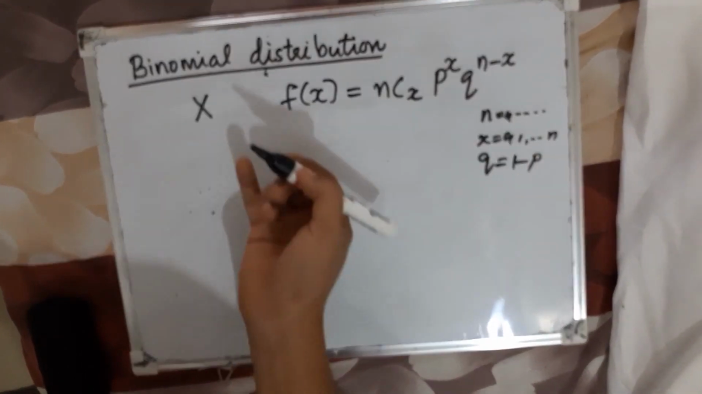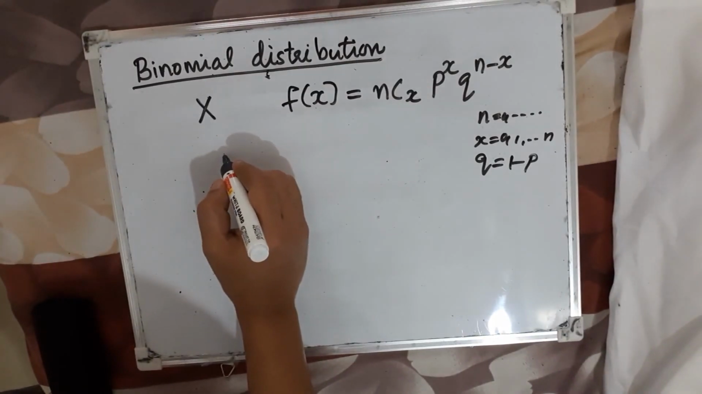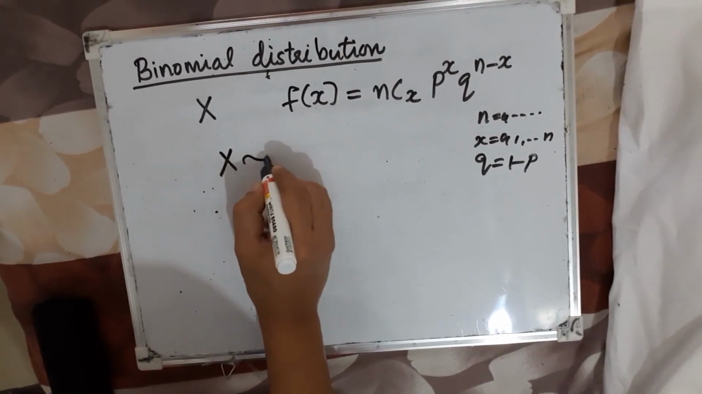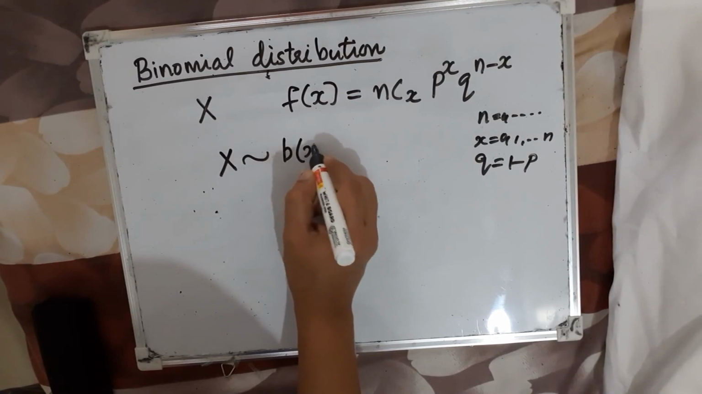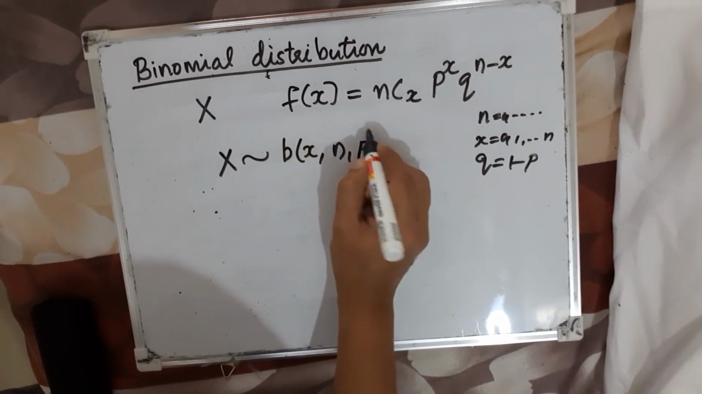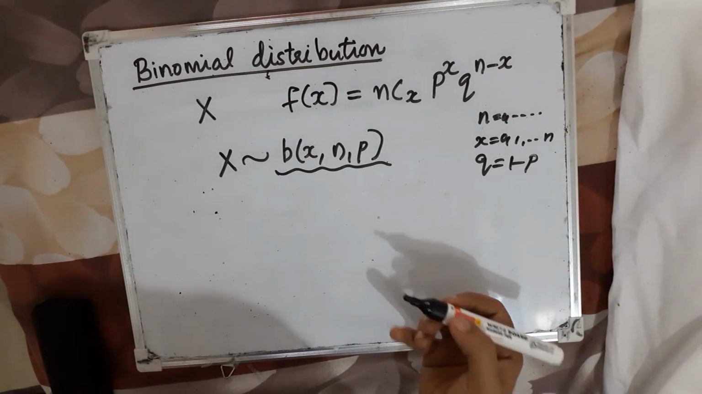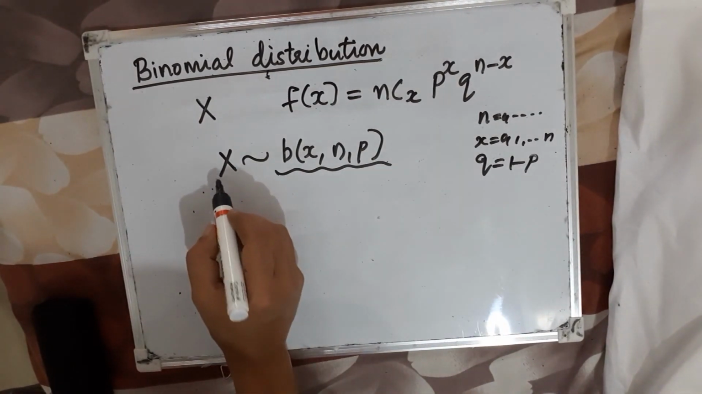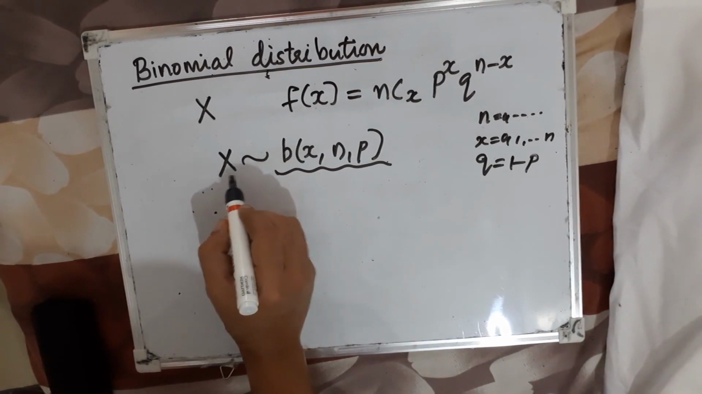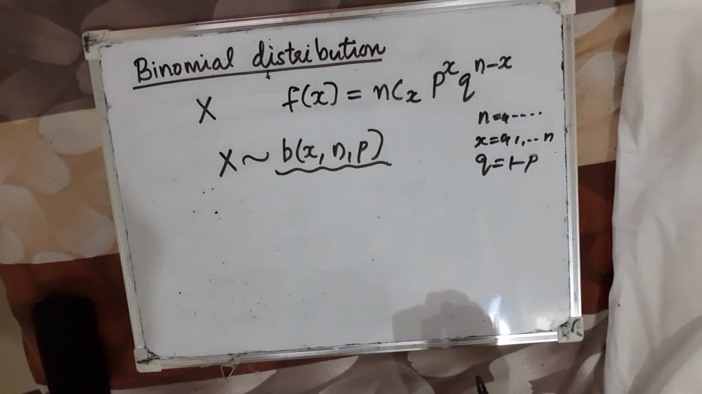If x follows a binomial distribution, we denote it as x follows b(x; n, p). It denotes the binomial distribution. If a random variable follows the binomial distribution, it is denoted as x follows b(x; n, p). Here n and p are parameters.